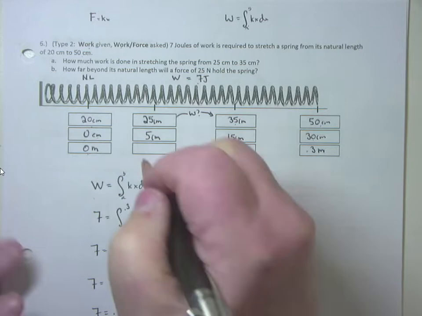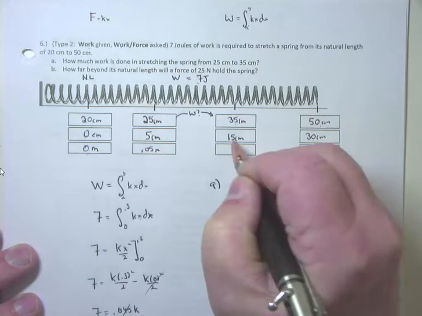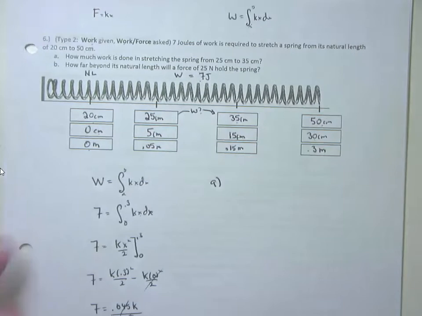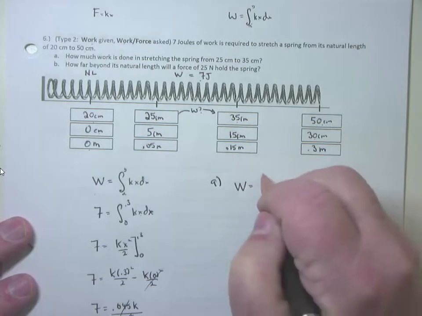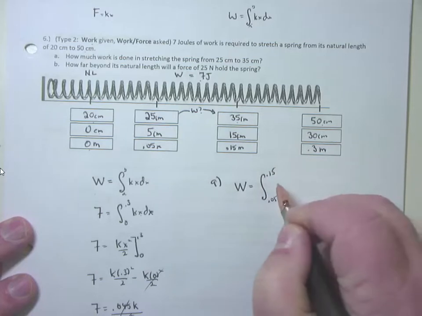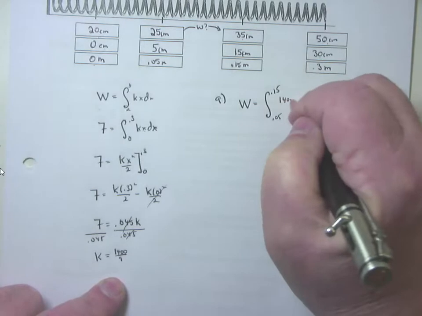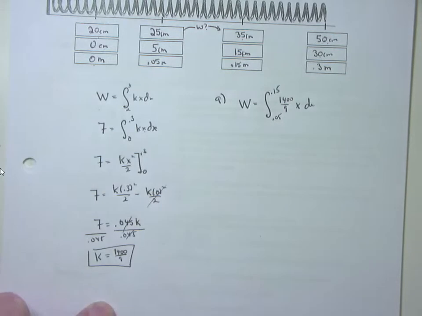So 5 centimeters is 0.05 meters, and 15 centimeters is 0.15 meters. I divided 15 by 100 and 5 by 100. Does that make sense? So for Part A, to calculate the work, it'll be the integral from 0.05 to 0.15 of kx dx. But k was equal to 1400 over 9, so 1400 over 9 times x dx, because there's my k value. Does that make sense? Now, let's integrate.